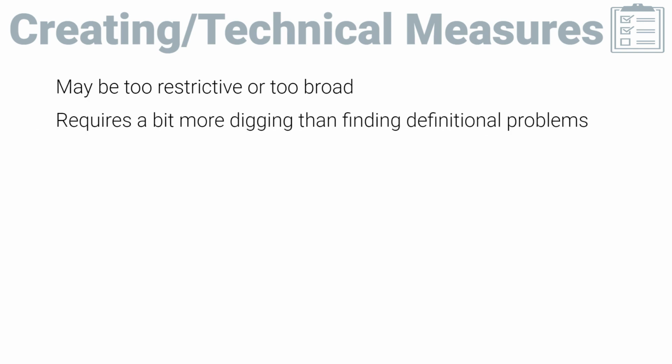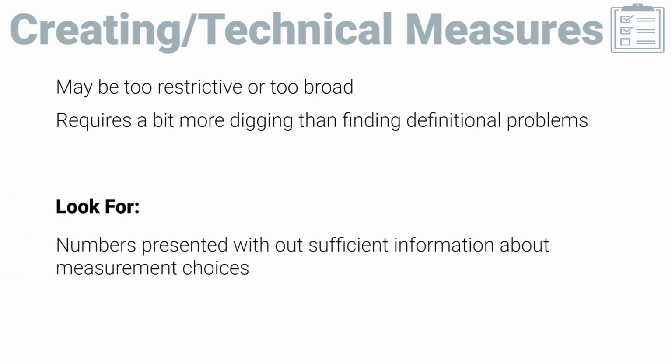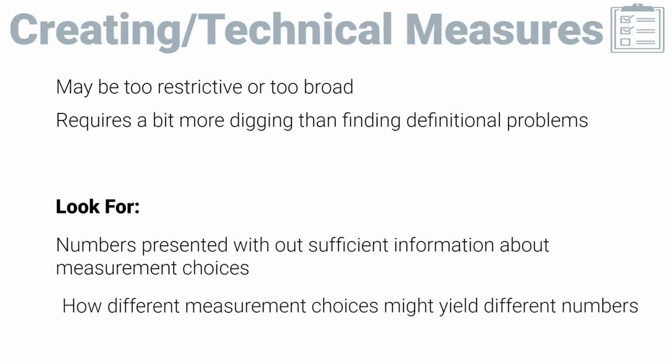After defining the measures that you'll use to evaluate a statistic, you will need to determine how to measure those variables. Different measurement choices can produce different results. According to your reading in the Joel Best textbook, when creating measures, they may be too restrictive or too broad. Identifying problems in measurement choices requires a little more digging than when finding definitional problems. However, it is important when reading statistical reports to look for numbers presented without sufficient information about measurement choices, and to ask yourself how different measurement choices might yield significantly different numbers.